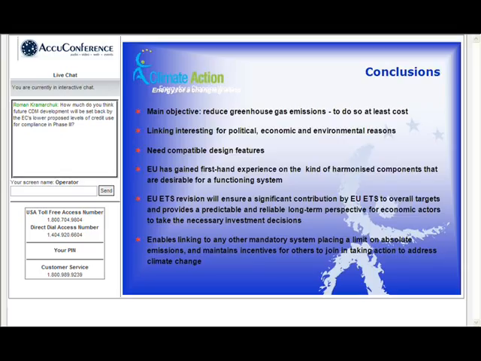I think the design of RGGI is very sound. The levels of allocation we will have to see. Stringency is an important political issue, and Europe's had its own difficult experience here with stringency at the beginning. But RGGI's design seems sound in order to link up with the EU ETS.